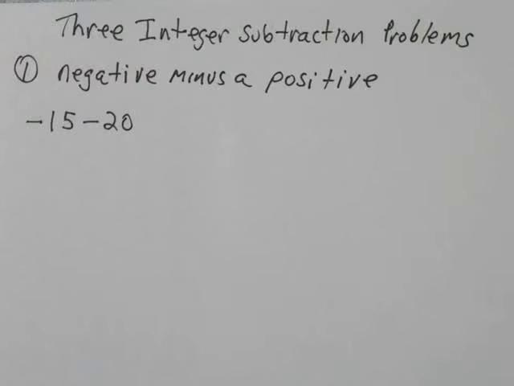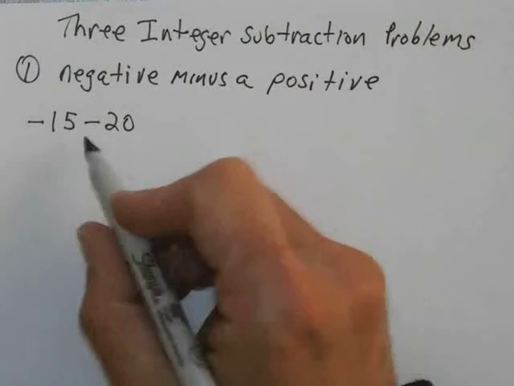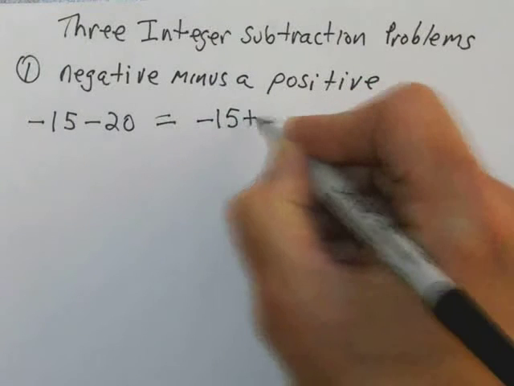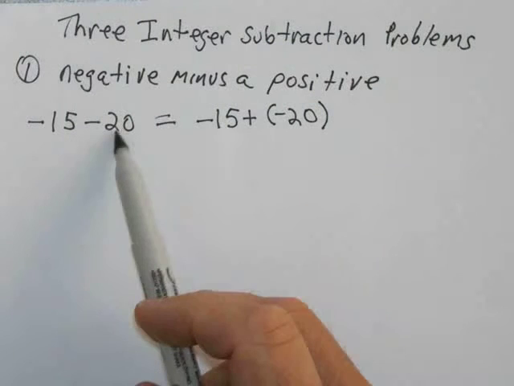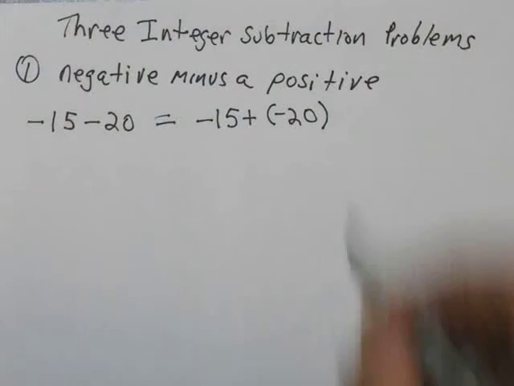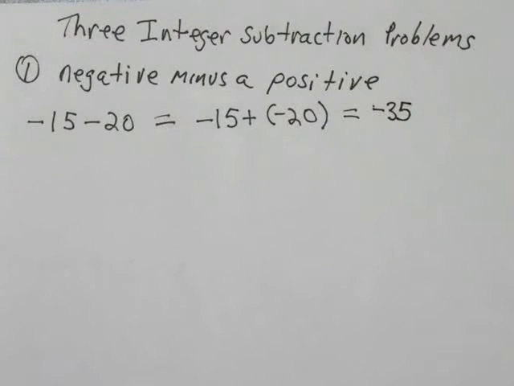In this video, we're going to take a look at three types of integer subtraction problems. The first type is when we have a negative minus a positive. This is something that we did in earlier videos, but I'm just going to review because I want to remind everyone that subtracting a positive is the same as adding a negative. So I can just rewrite the problem as negative 15 minus 20 is equal to negative 15 plus negative 20. That would mean this equals negative 35, and that would be my answer. That is the first type.